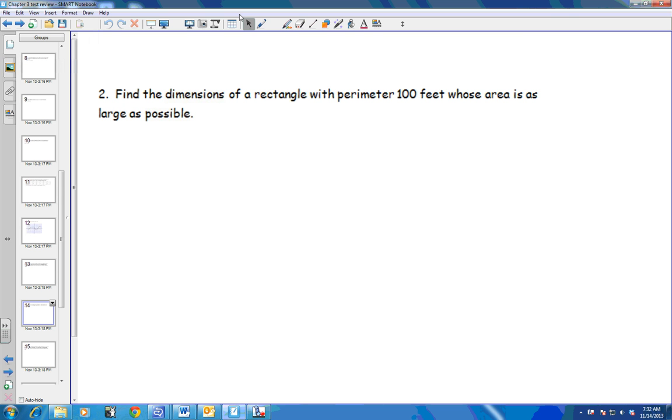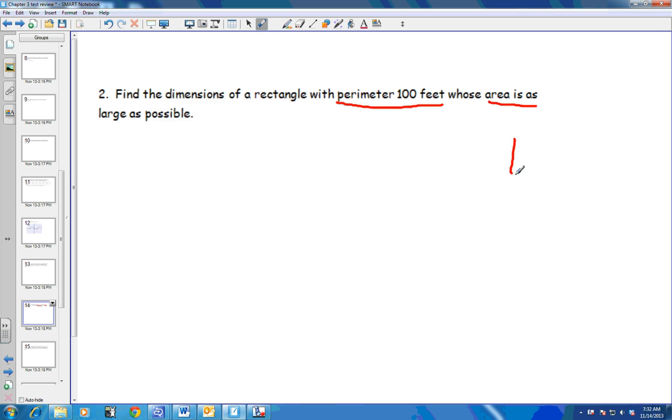Okay, this is number 2. On number 2, we're supposed to find the dimensions of a rectangle with a perimeter of 100 feet whose area is as large as possible. All right, so first of all, I know my 2 equations. I have a perimeter of 100 feet, and then they've asked me, I want to find the largest area.